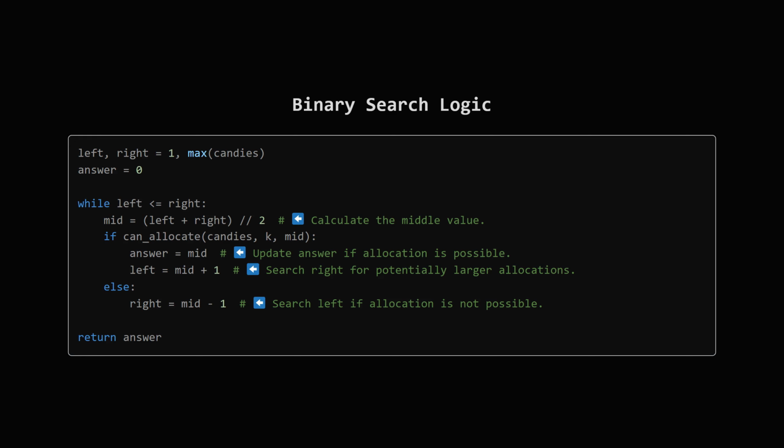Now let's focus on the binary search logic. We initialize left to 1 and right to the maximum value in the candies array. Answer is initialized to 0. The key here is the while loop. In each iteration, we calculate the middle value mid. We call can_allocate with candies, K, mid. If it returns true, meaning we can allocate mid candies to each child, we update answer to mid. Critically, we then set left equals mid plus 1 to search for potentially larger allocations in the right half. If can_allocate returns false, we know mid is too large, so we set right equals mid minus 1 to search the left half. This process continues, narrowing the search range until left is greater than right, at which point we return the final answer.